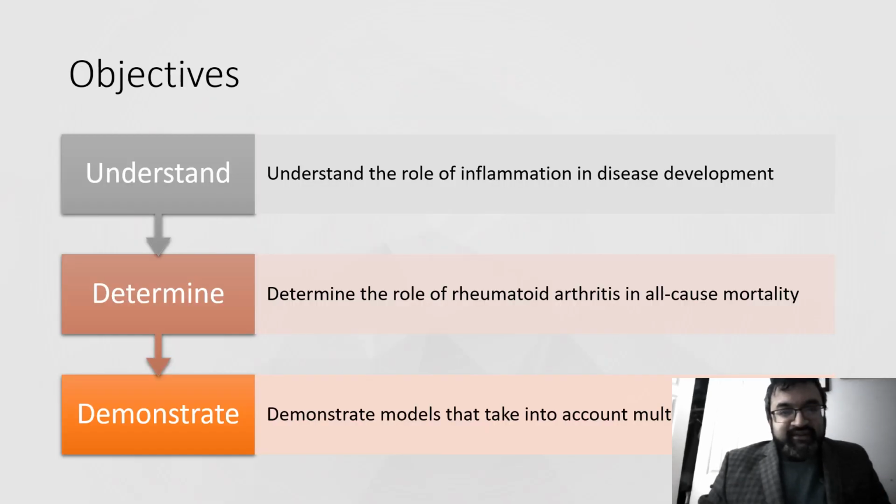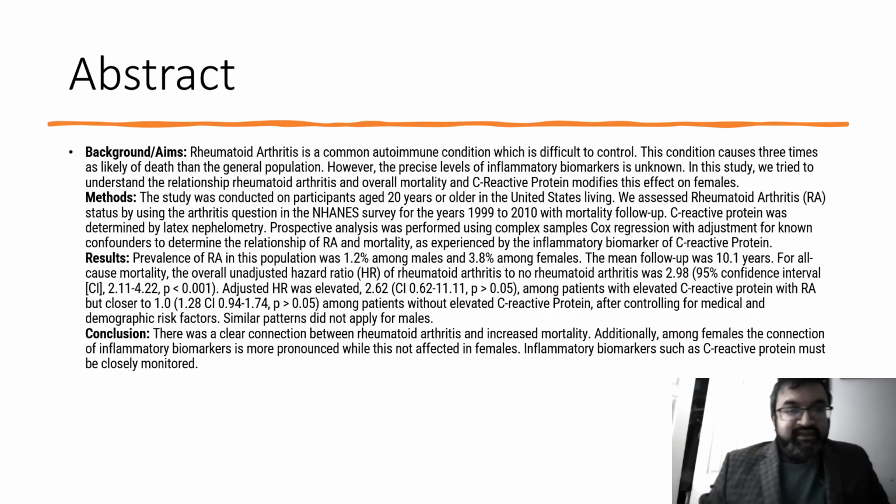So the objectives are to understand the role of inflammation in disease development, determine the role of rheumatoid arthritis in all-cause mortality, and then demonstrate models that take into account multiple factors. This is the abstract. I put it in here for the sake of completion.